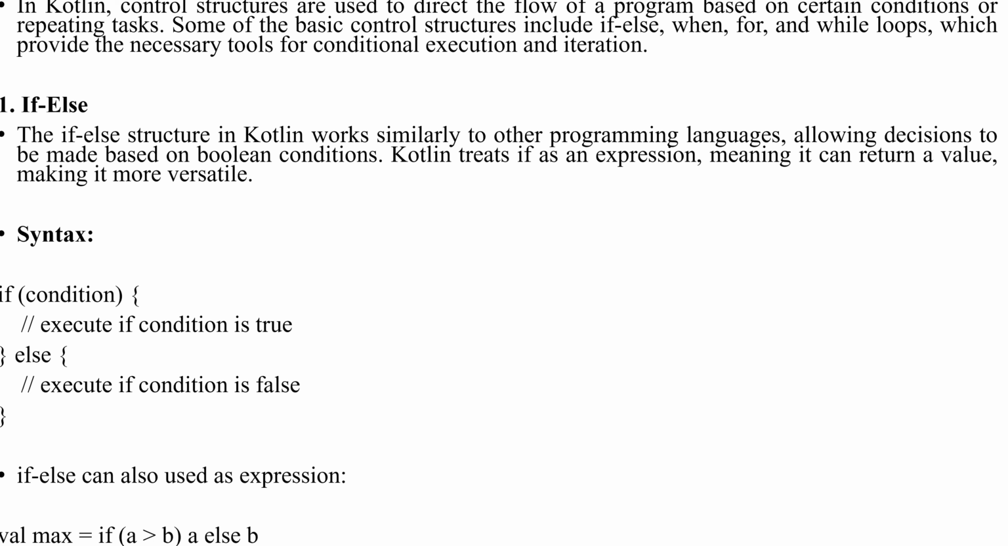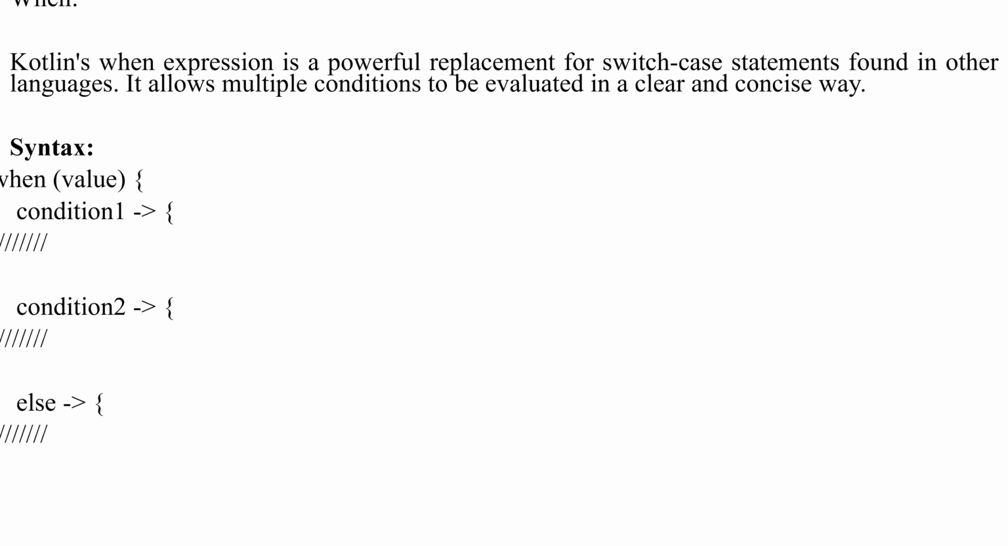For example, the syntax: if the condition is true, the block is executed, otherwise it goes to else, which is executed if the condition is false. If-else can also be used as an expression: val max = if a is greater than b, a, else b. So if a is greater, it is going to skip over, or else it is going to perform the other step, which is else.